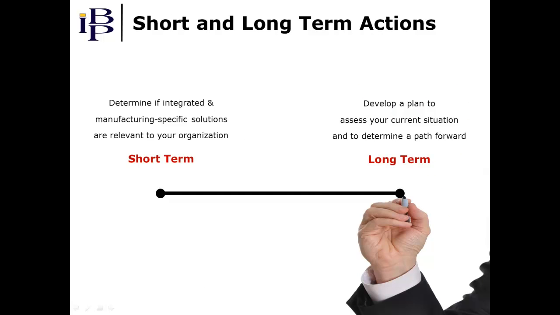So, what are the key action items from these insights? Well, in the longer term, manufacturers should be developing a plan to assess their current situation and to determine a path forward. But before organizations can even get to this point, they should first determine if integrated manufacturing management processes and technologies are relevant to them.